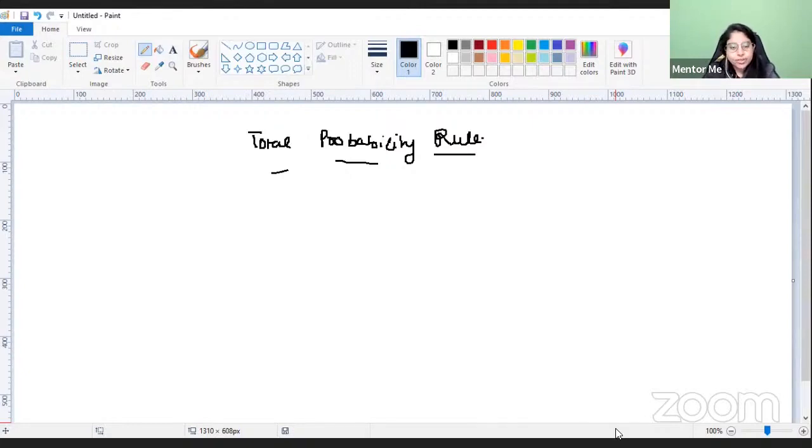Now, total probability is a rule that we follow when we have the intent to calculate unconditional probabilities. Okay. When we have the intent to calculate the unconditional probabilities, then we use the total probability rule. Now, how is it useful?